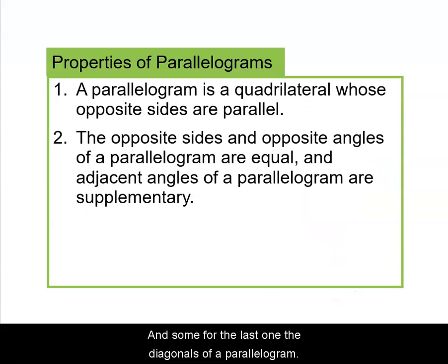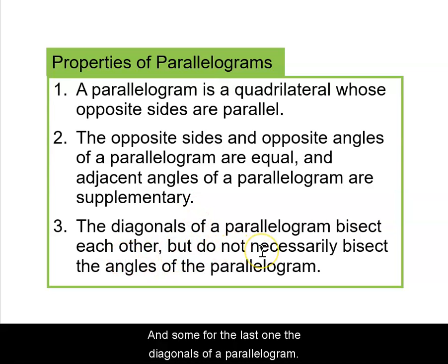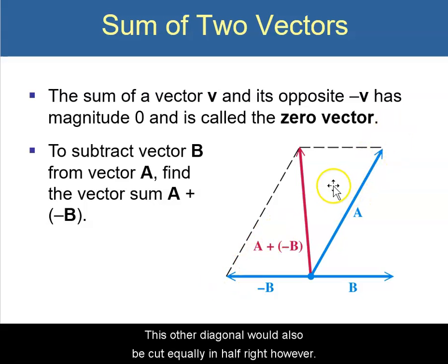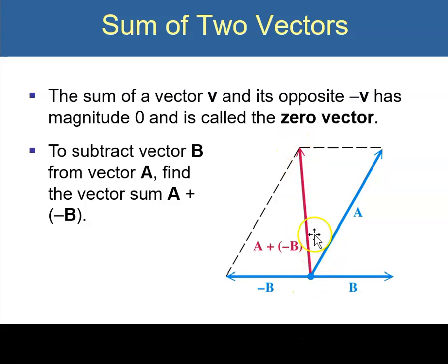And so for the last one, the diagonals of a parallelogram bisect each other, meaning they cut each other in half, but do not necessarily bisect the angles of the parallelogram. So again, what does that mean? If we take this parallelogram, and I draw another diagonal here, it would cut this diagonal in half. This other diagonal would also be cut equally in half.